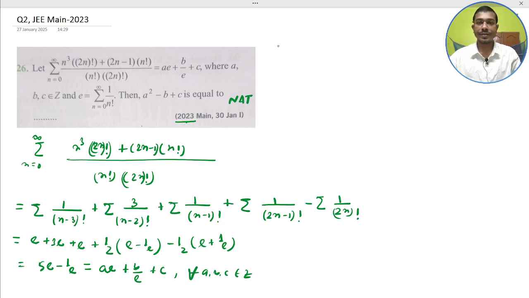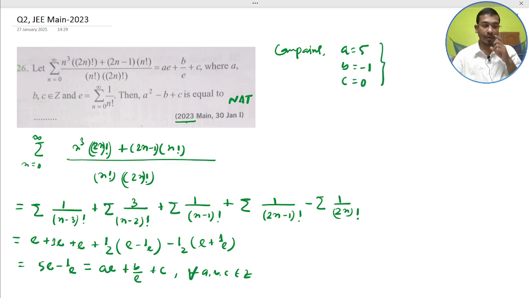So compare this. Comparing, we just get a equal to 5, b equal to minus 1, c equal to 0. You just solve here. Compare this equation, you will get these values.